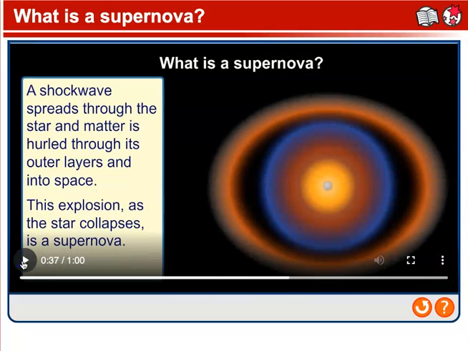A shock wave spreads through the star, and matter is hurled through its outer layers and into space. This explosion, as the star collapses, is the supernova.